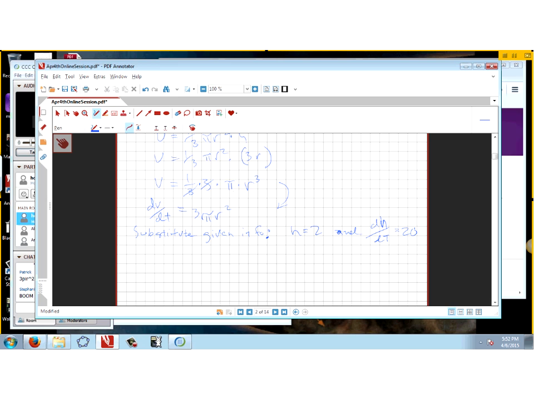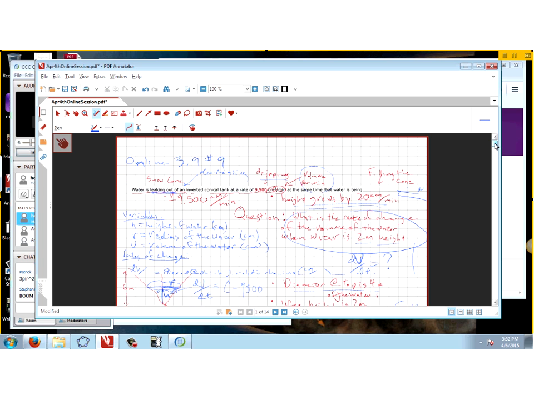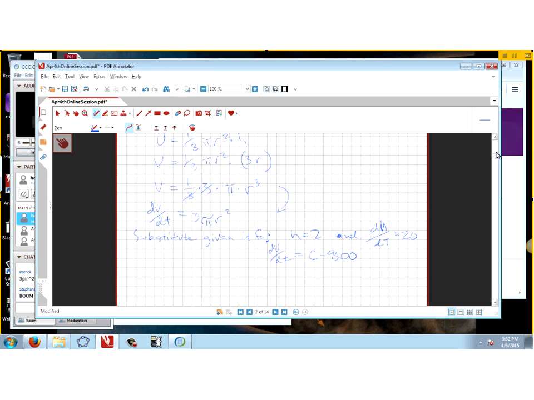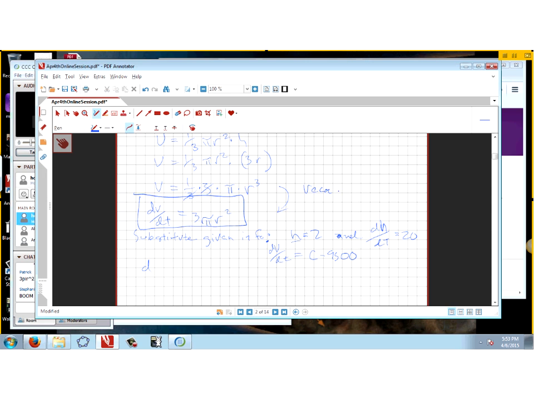But there's one more thing. We have to use the fact that dV/dt in this problem is C minus 9500, or is it 95? Is it 9500 or 95,000? It's up here. Yeah, 9500. Then we probably have to convert it to h. So here are our rates being related. But oh my, what did we forget?